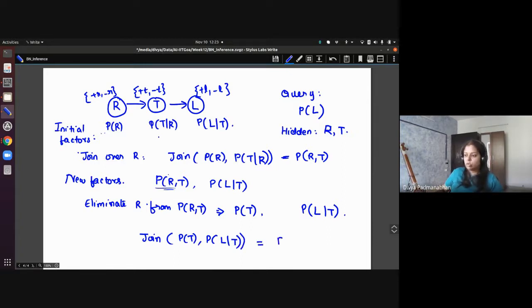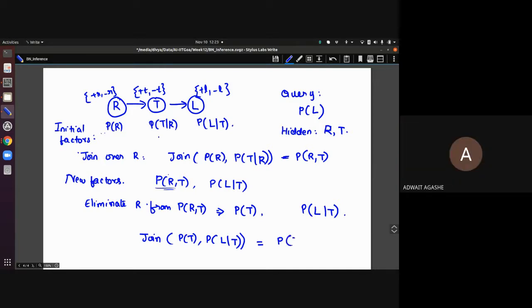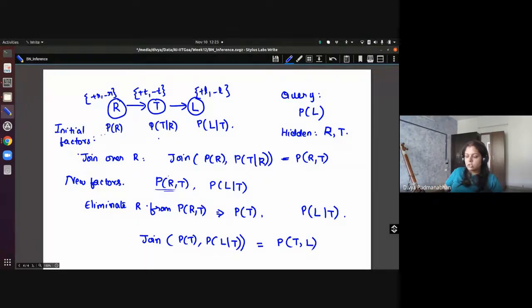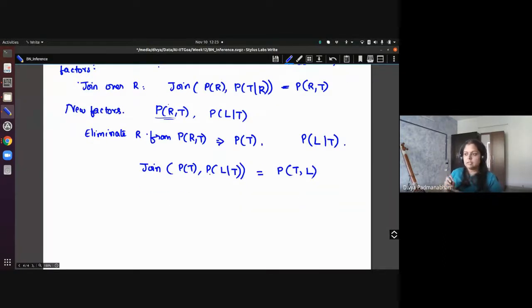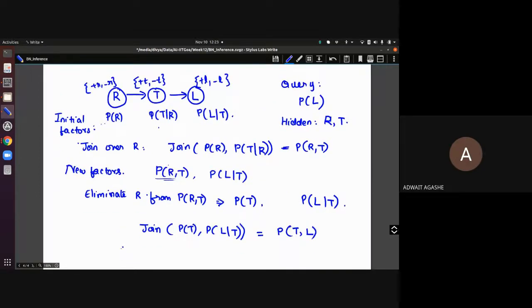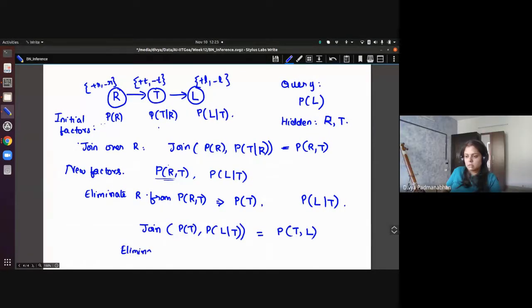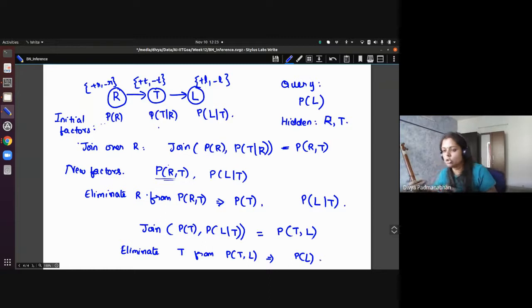And what will this give you? P of the joint of L and T. This is anyway always going to be true because it's just the chain rule. So you have P of TL, and now what? Eliminate T. So eliminate T from P of TL. That will give you whatever you wanted, P of L. So this is a sequence of joins and eliminates. If you do this, you can get back the particular query that you're looking for.